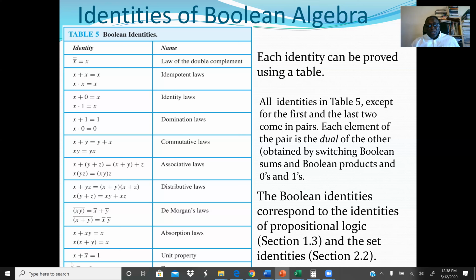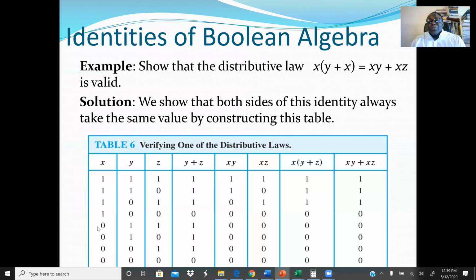And the last is the unit property. X plus X invert will be 1. Because remember, invert. If it's 0, then it will be 0 plus 1. If it's 1, then it will be 1 plus 0. So the answer always will be 1. So these are, again, the Boolean identities, which I think are very, very important in this Boolean algebra topic.